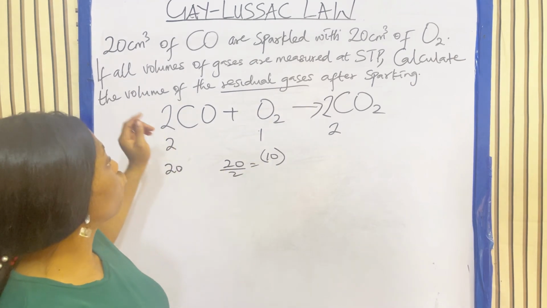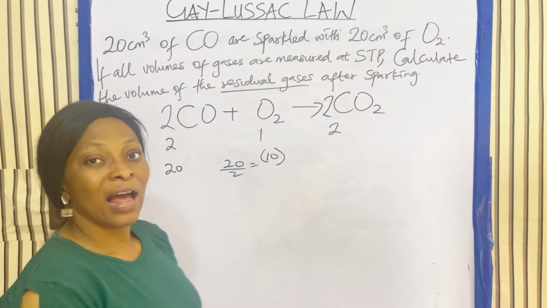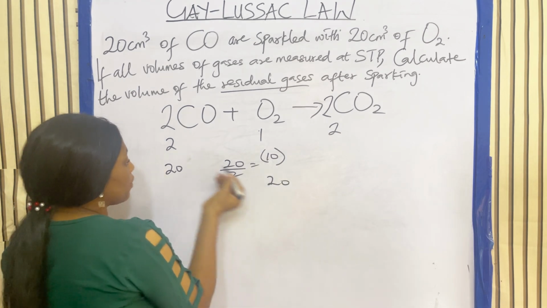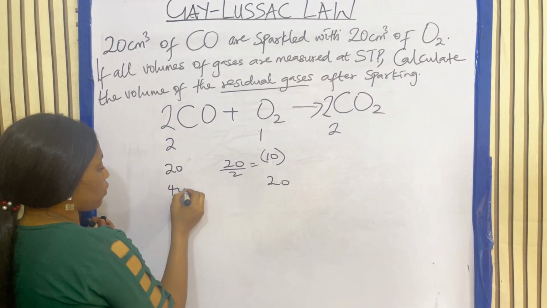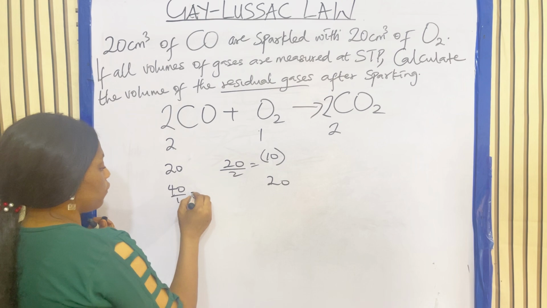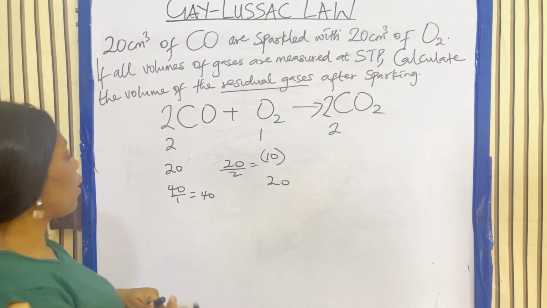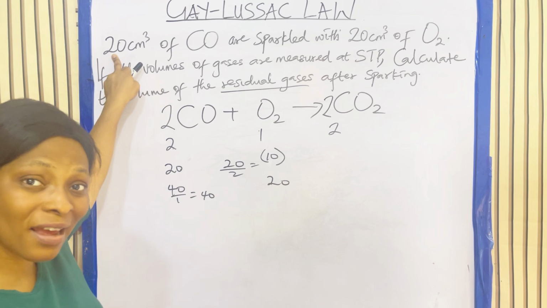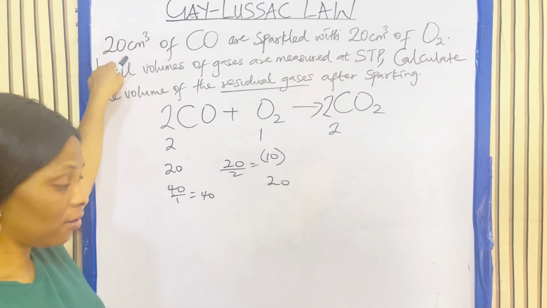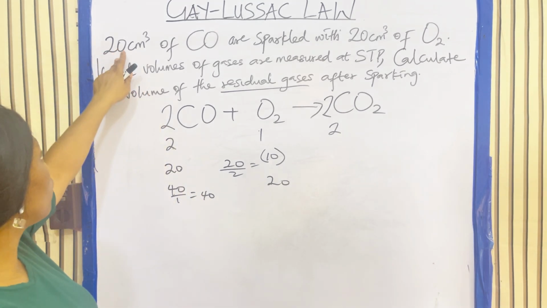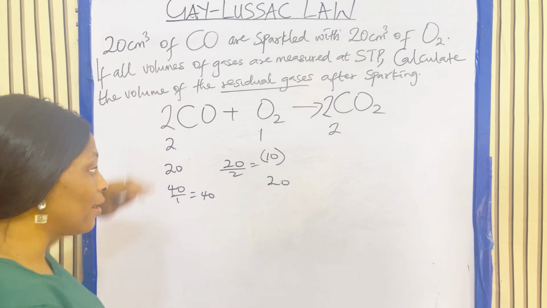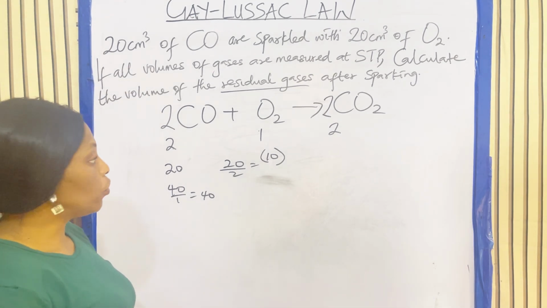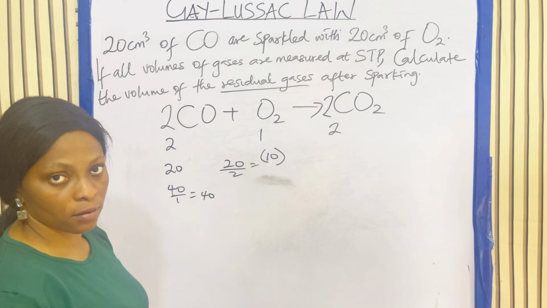Now let's also try out with that of oxygen. Assuming it was oxygen that we are looking at, 20 times 2 will give us 40, divided by 1 will give us 40. Now for carbon 2, how many were you given? 20. So do you see that it exceeded the quantity that was given? What you have here is 40, what you have here is 20. So certainly you will not use 20 cm³ of oxygen.